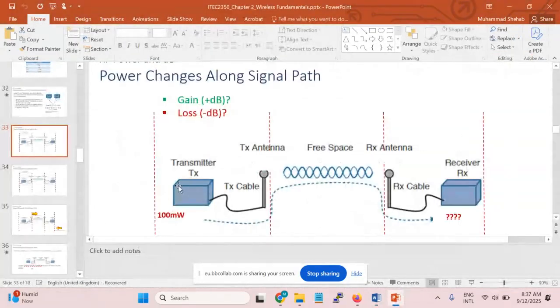So the signal is transmitted from the transmitter. It passes through the cable where I have losses. Then it passes through the antenna where I have gain. Then it propagates in the free space between the transmitter and the receiver. At the receiver, I have gain for the receiver antenna. Then I have loss for the receiver cable. Then I need to calculate the signal power at the receiver.